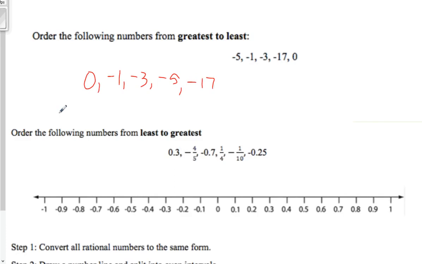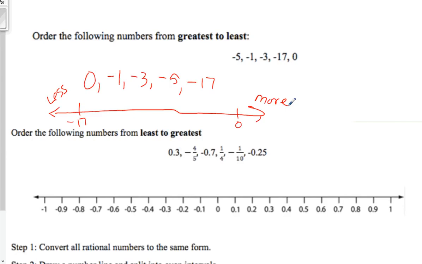Because remember, if we were to put these on a number line, and so I have 0 here, and I would have -17 here, this side is less and this side is more. And so 0 is going to be the number furthest to the right, so that has the greatest value.